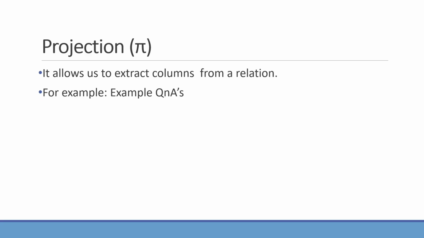Next, projection, the second operator. It allows us to extract columns from a relation. It is denoted by the symbol pi. It selects specific columns. For example, we'll see some example Q&As for this.